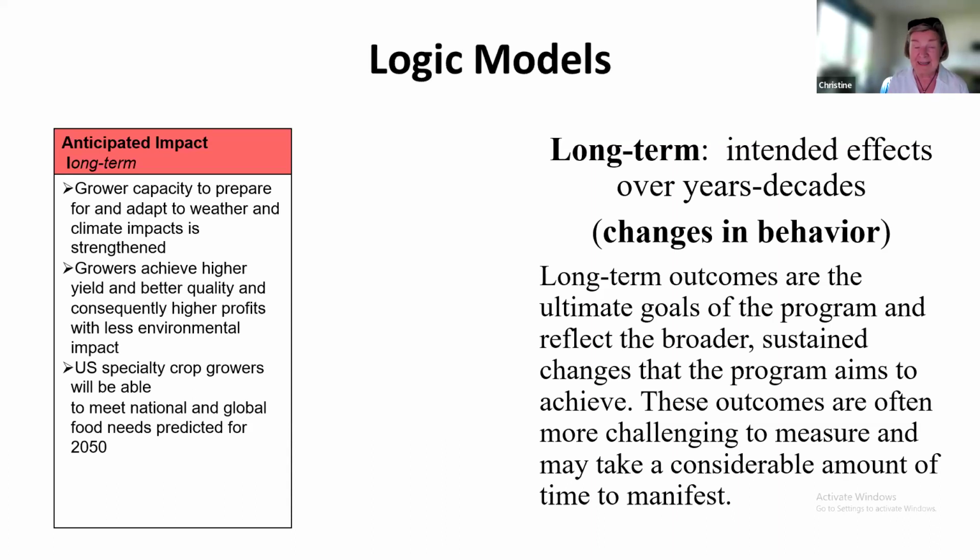And it will enable the U.S. specialty crop growers to meet national and global food needs as they are predicted for the future. That is one of the goals of the USDA. And that's why it pops up here, because you want to make sure that your long-term impact are closely aligned with what the USDA wants to achieve in this particular program.